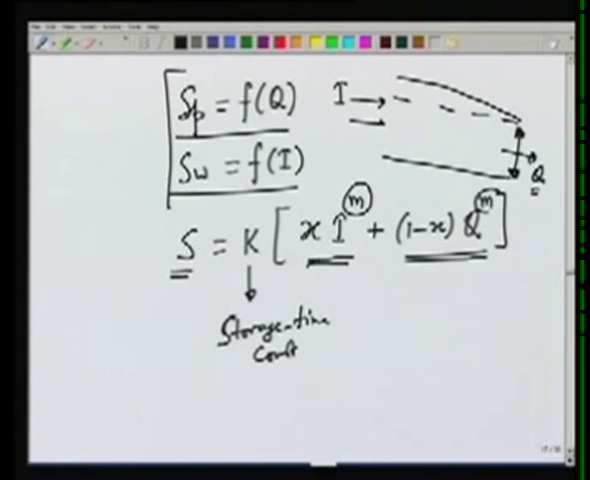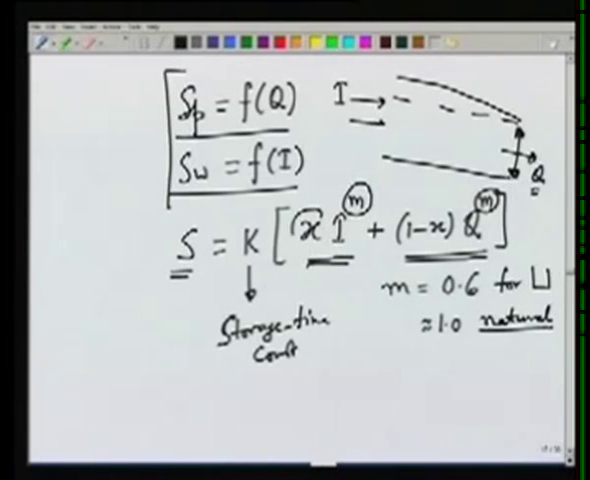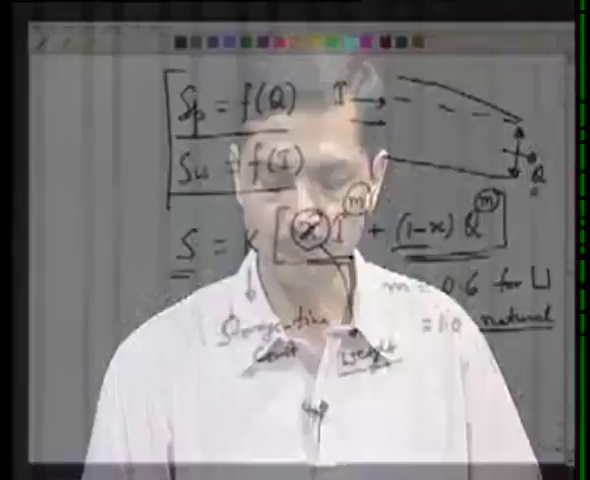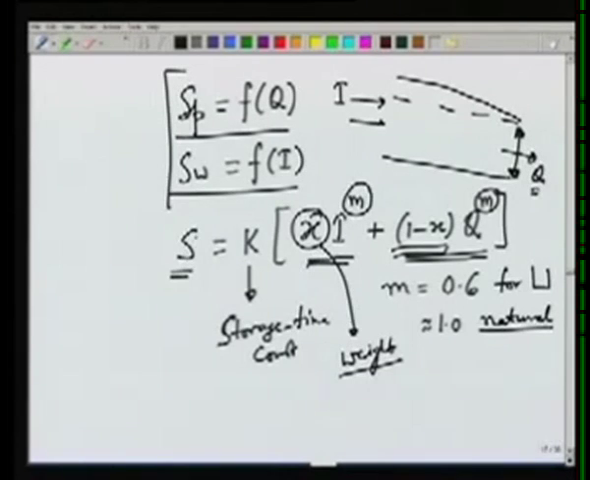M would be an exponent which typically varies from about 0.6 for rectangular channels, and it's about 1 for natural cross sections. So M may vary from 0.6 to 1. X is a weight which decides how much weight we are giving to the inflow for the storage computations and how much weight to the outflow. S is the storage in the channel.